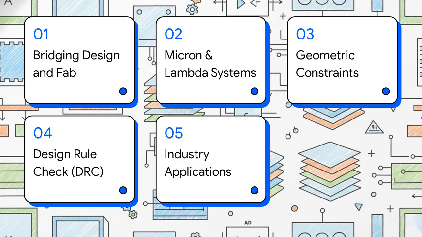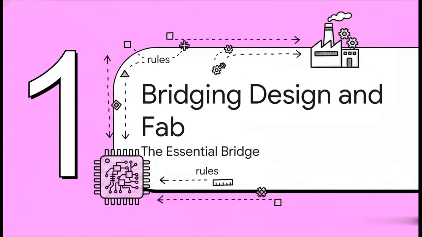Here's our roadmap for today. We'll start by bridging design and fabrication, then compare the micron and lambda rule systems, break down the core geometric constraints, look at design rule checking, and finally, explore how this all scales up in global industry applications. All right, let's jump straight into part one, bridging design and fabrication.